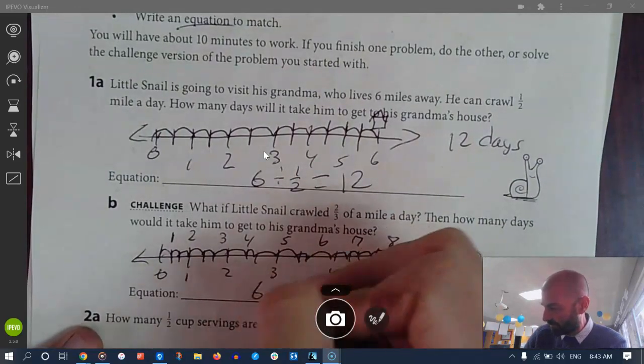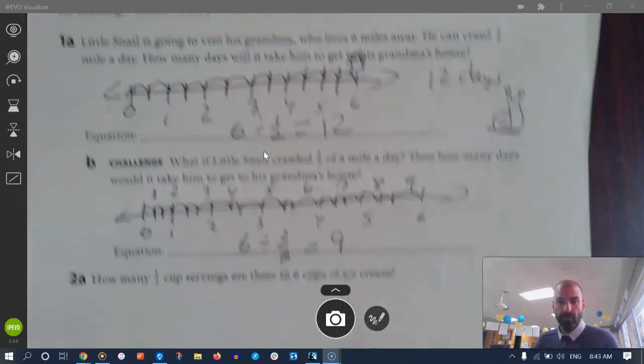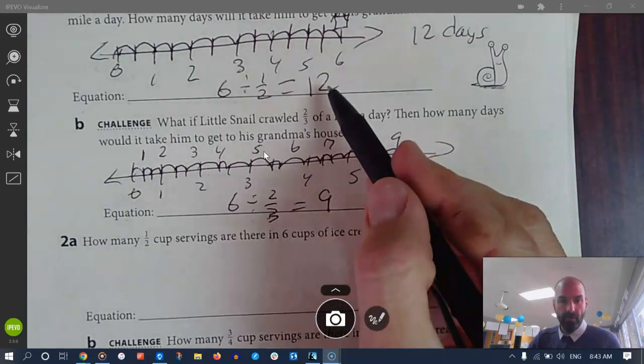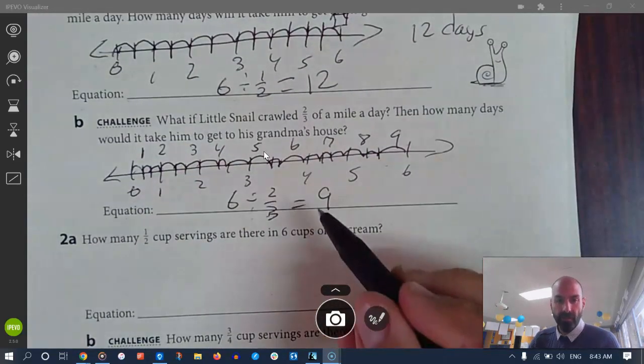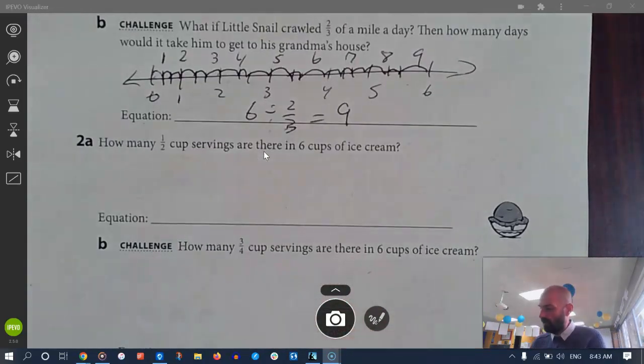So now we have 6 divided by 2/3. That's going to be equal to 9. So another way to think about it, there are 12 groups of a half in 6. There are 9 groups of 2/3 in 6. Cool. All right.